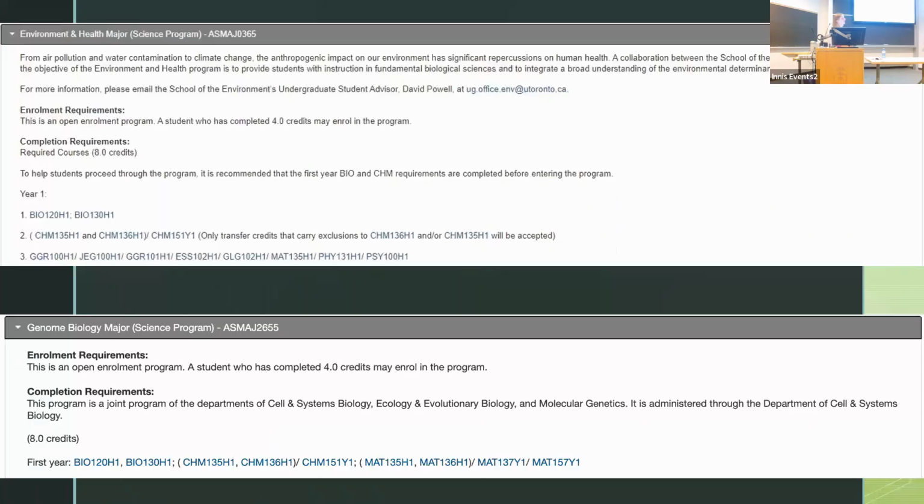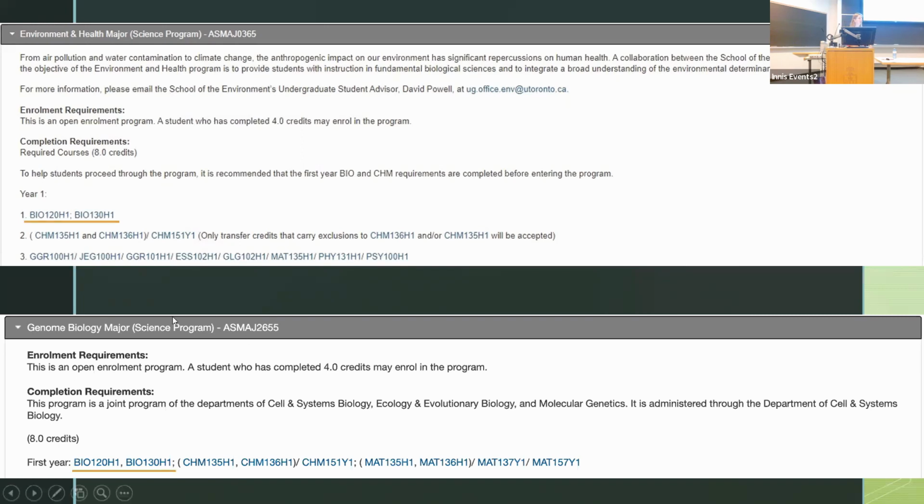Okay, so I pretended that I was a life science student interested in a double major in environment and health and genome biology. So this is cut and paste from the academic calendar. It's really small on your handout, so I apologize for your eyes, which are really mine. This is cut and paste from the academic calendar to show you what the first year required courses are for these programs. And you can see that they both require Bio 120 and Bio 130. They both require Chemistry 135, Chemistry 136. And Math 135 is an option for both of these programs as well.